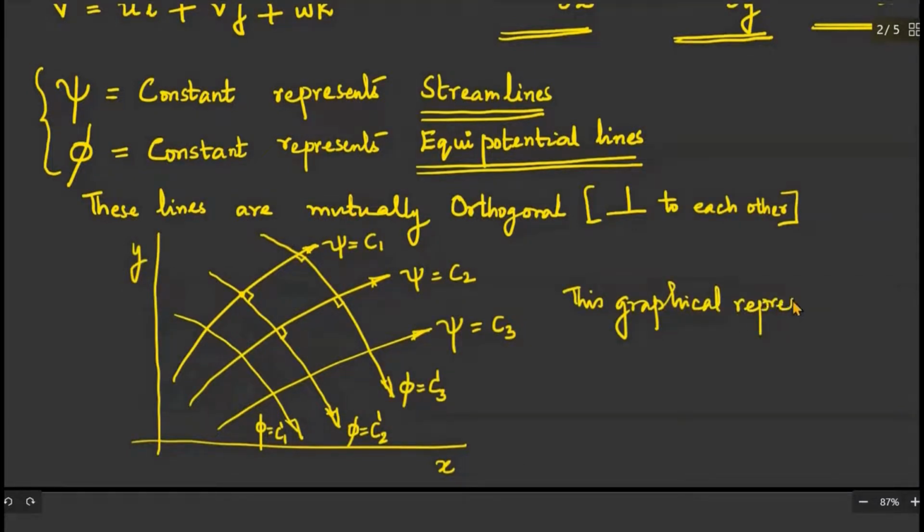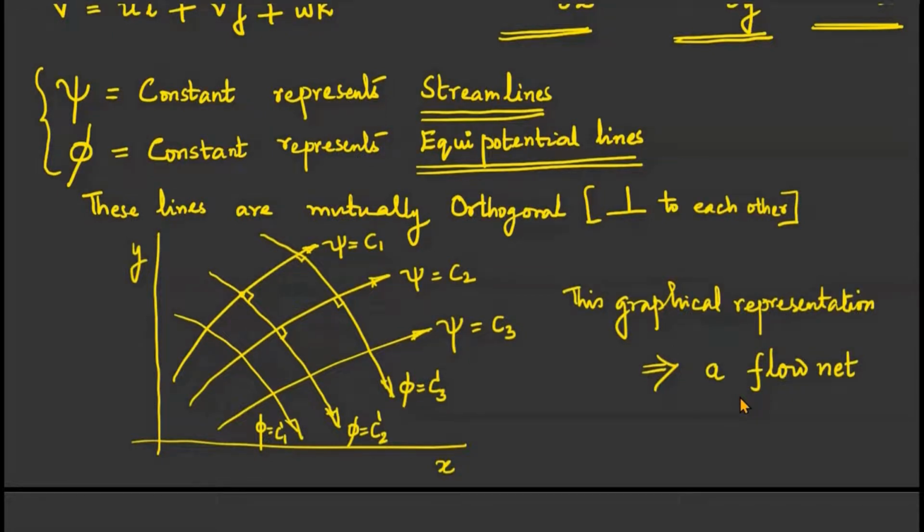is actually called what? A flow net. So for visualizing the flow field, this is really advantageous. This graphical representation is what we call a flow net.